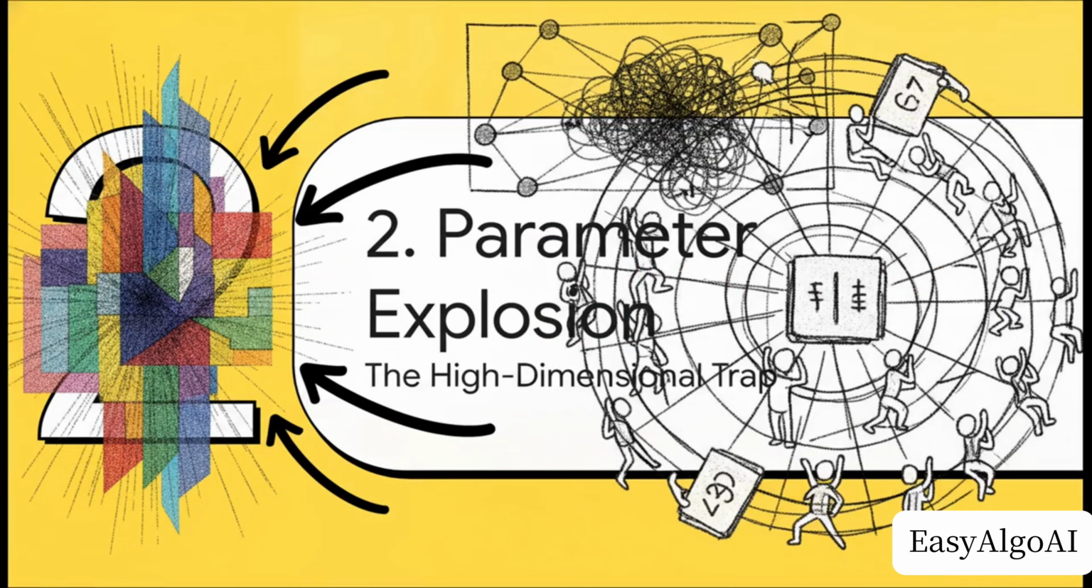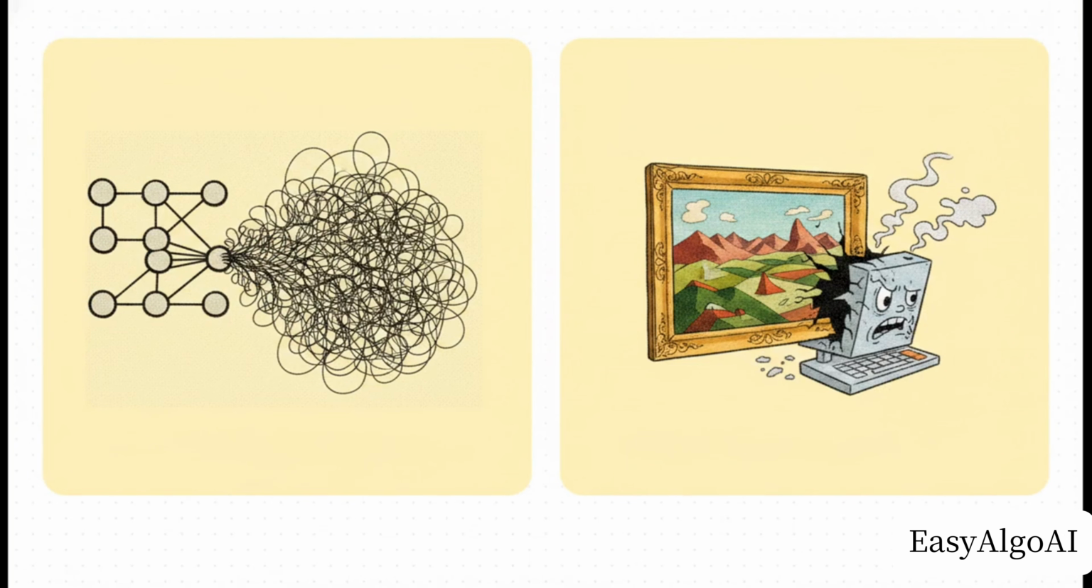Section 2. Parameter explosion. So what happens when we try to force a high-dimensional image into one of these standard neural networks? Well, we hit a brick wall. If you try using a standard multi-layer perceptron network for an image, it triggers this completely intractable explosion of parameters. Look at it this way.